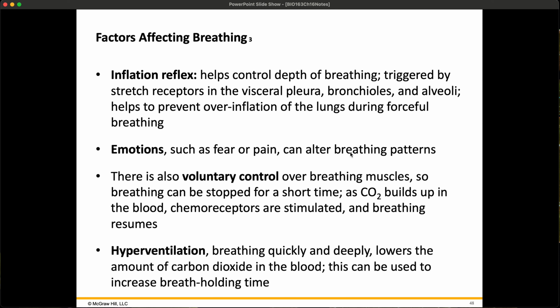Emotions, fear and pain, can definitely alter your breathing patterns. If you've ever been scared or in an accident, your heart rate starts to increase, your breathing rate starts to increase. It can really shift your state of breathing. Voluntary control over breathing muscles, so you can stop breathing for a short period of time. You can hold your breath. But as CO2 starts to build up, chemoreceptors get stimulated and breathing will resume. Even if you hold your breath till you pass out, you're going to start breathing again as soon as your body is able to take back over. The opposite is hyperventilation, overventilating yourself, breathing really quickly and deeply. It starts to really lower the carbon dioxide levels in the blood.